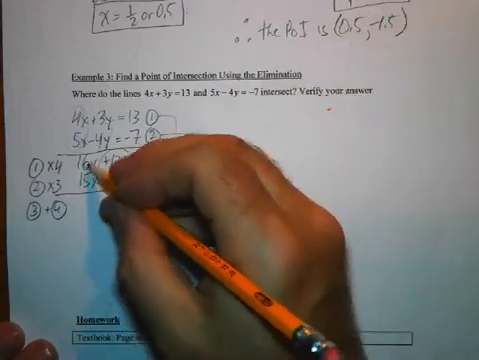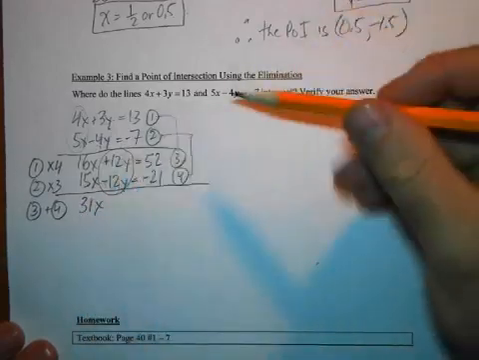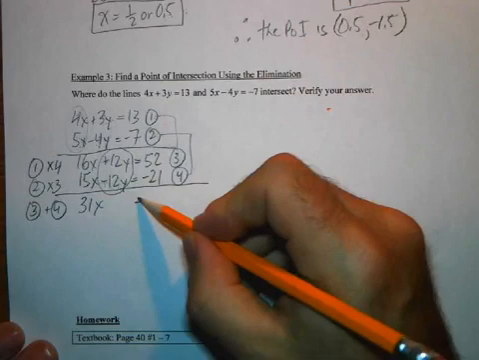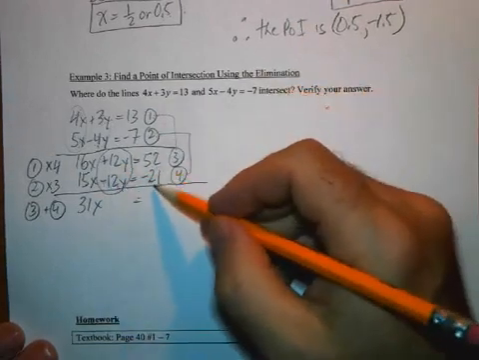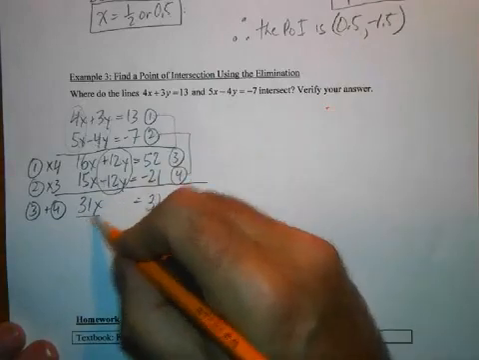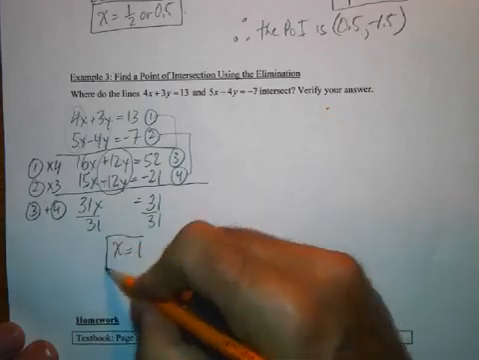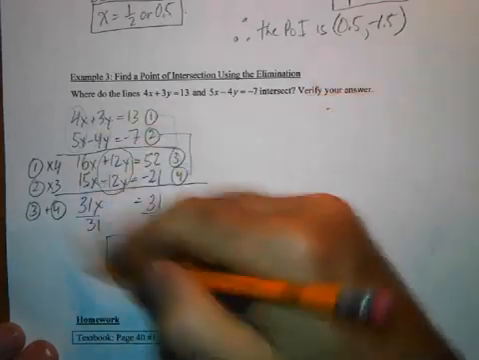So when I add these two, I get 31x. When I add these two, obviously, the whole reason we did it, it eliminates the y. And when I add these two, I get a 31. And that worked out nice because that means x is 1. Okay, so done the elimination step.